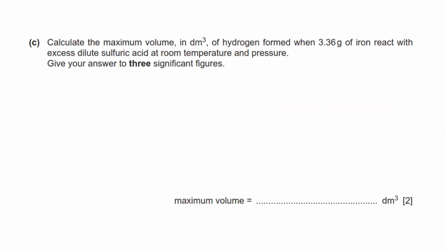So moving ahead, it says in part C, calculate the maximum volume in decimeter cube of hydrogen formed when 3.36 grams of iron react with excess dilute sulfuric acid at room temperature and pressure. Give your answer to three significant figures. Okay, so remember we have to use this law, PV is equal to nRT. So this is the law we are using, and we have to find out the volume. So volume will be equal to nRT divided by P. So this is the law we are going to use.